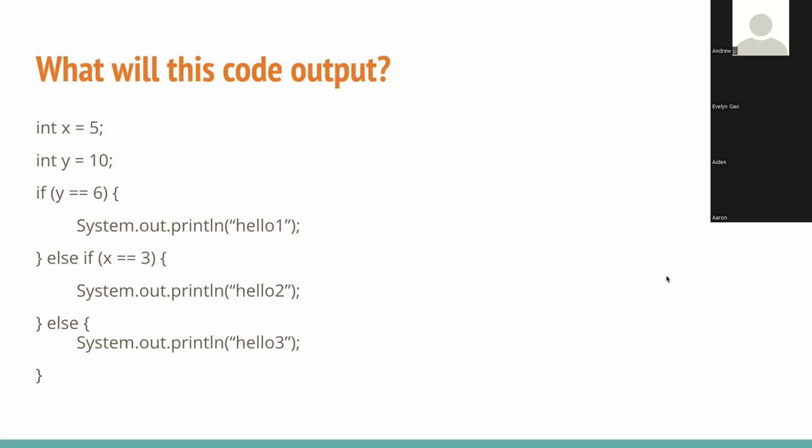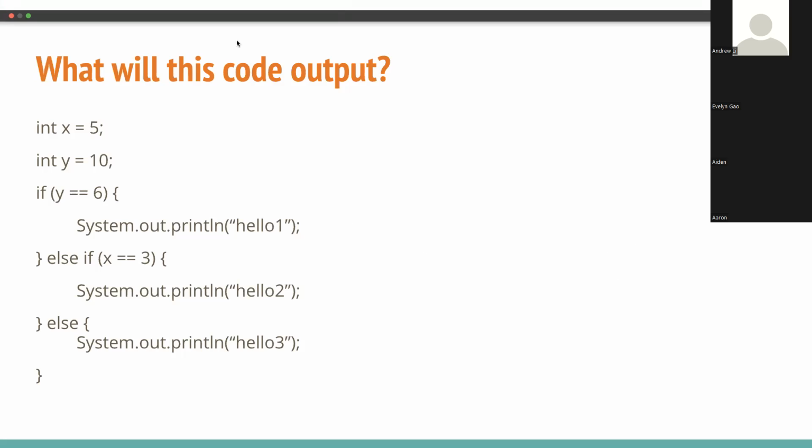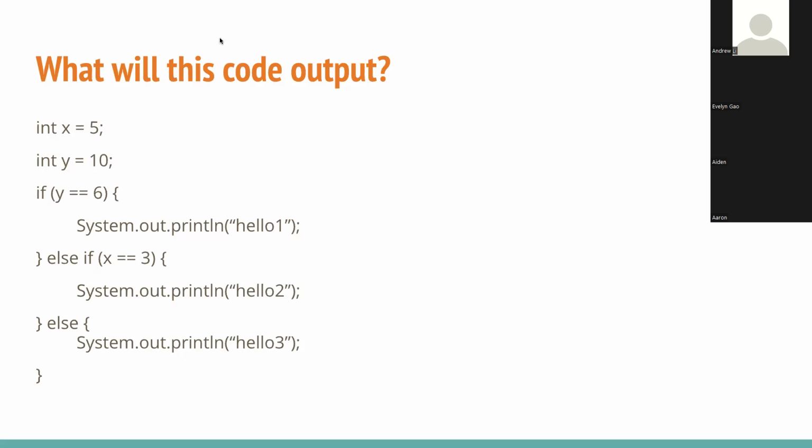All right, looks like you guys all got it this time. So, yep, hello 3 is going to be the one printed this time. As with the last two questions, x is equal to 5 and y is equal to 10.